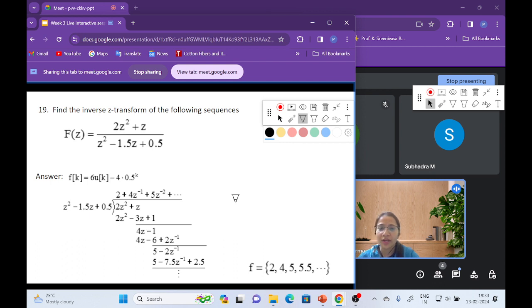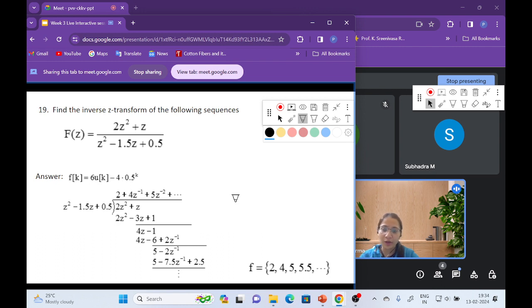Okay, so moving to the next question. Find the inverse Z transform of the following sequence, which is given as F of z equals 2z square plus z divided by z square minus 1.5z plus 0.5. As you know, there are 3 methods of finding the inverse Z transform.